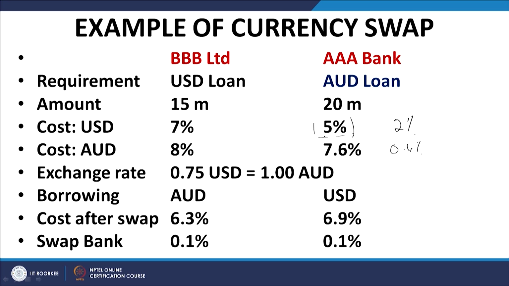In other words, a maximum saving of 1.6% can be achieved through the swap, right. So, if the swap bank decides to take a 0.1% cut from each of them, the cost achieved by BBB will be 6.3%, a 0.7% saving, and the cost achieved by AA will be 6.9%, again a 0.7% saving here.